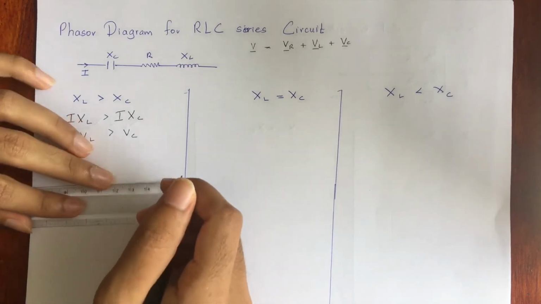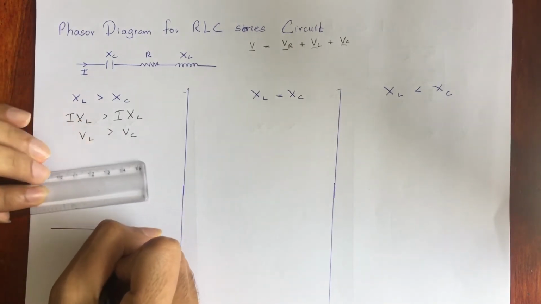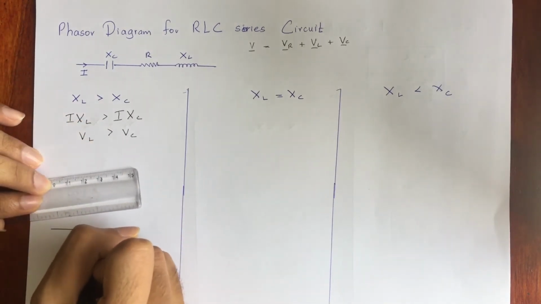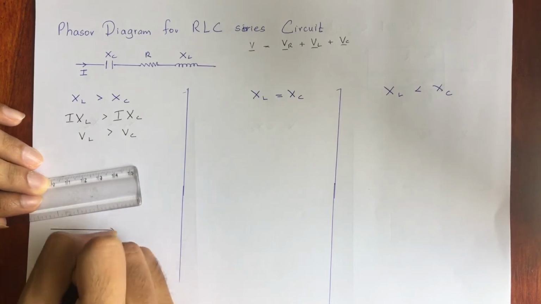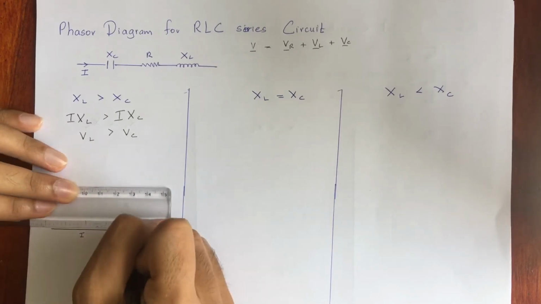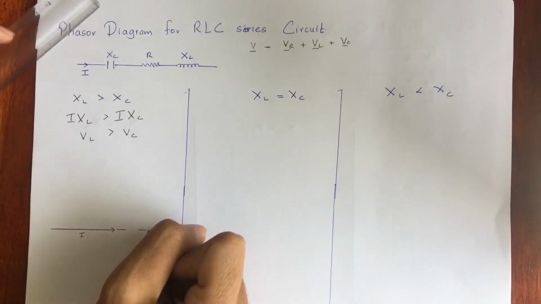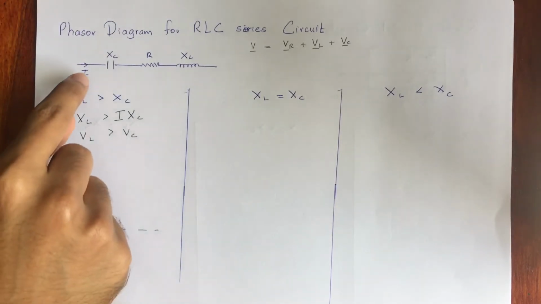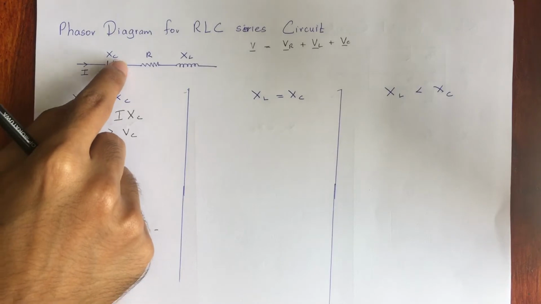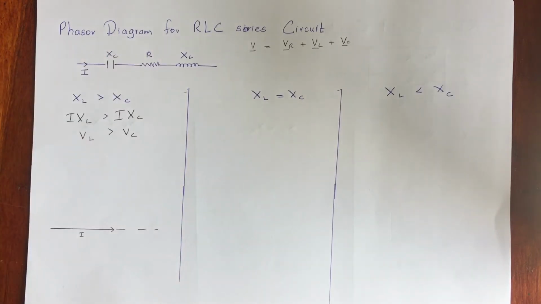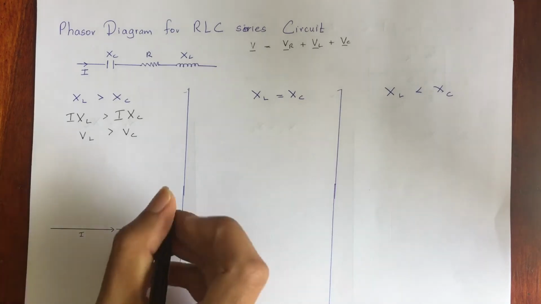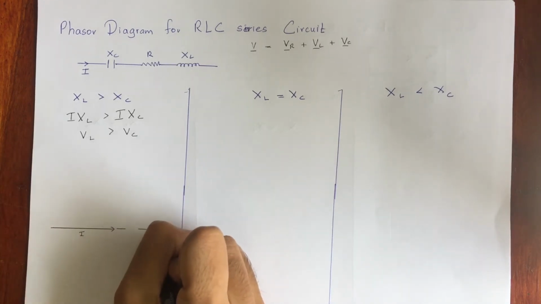If I draw a reference line, I can use the current I as the reference line, because in each case the I is going to be the same. As it's connected in series, I have already mentioned that the current would be the same for these three elements. It's not going to change as this is in series. So I have drawn I on the reference line. Let's take this direction as the reference direction. If you like, you can mark it like this, reference.